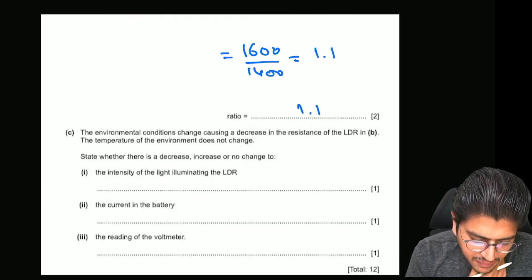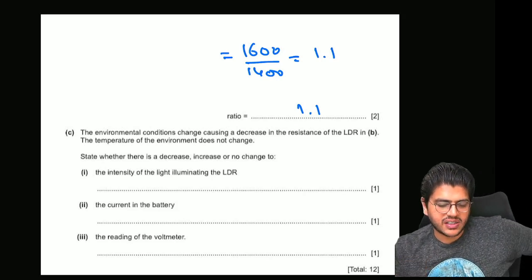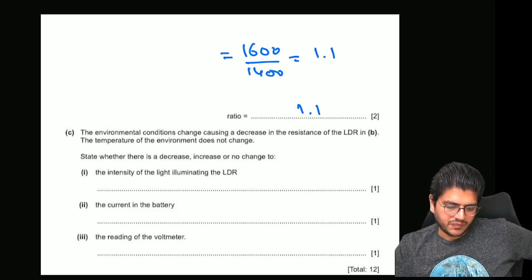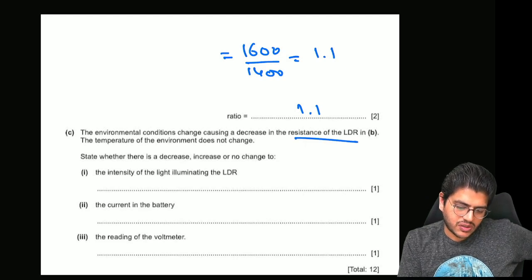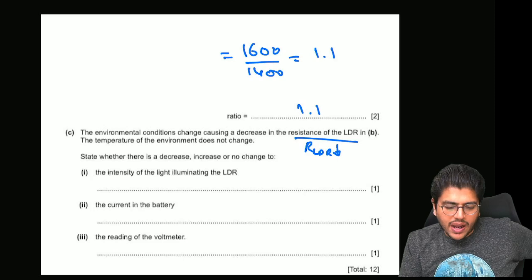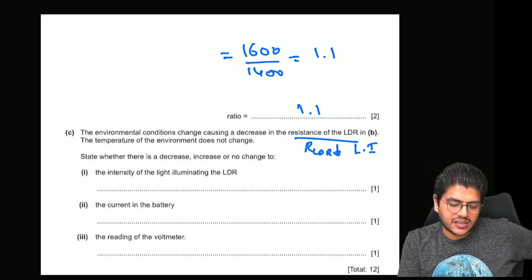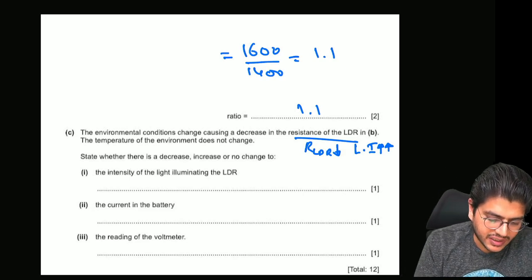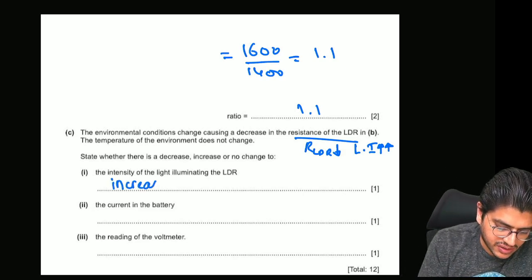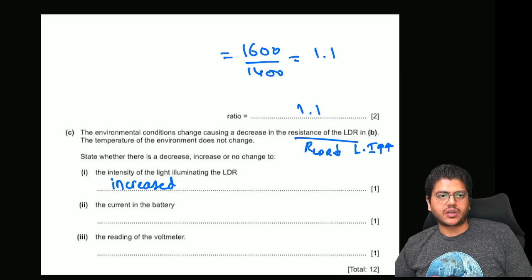Part C, environmental conditions change, causing a decrease in the resistance of the LDR. The temperature of the environment does not change. So the resistance of the LDR drops. Why does the resistance of the LDR drop? Because the light intensity on the LDR increases. So what happened to the light intensity? The light intensity increased.